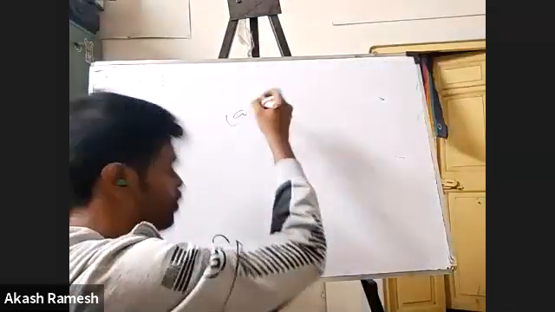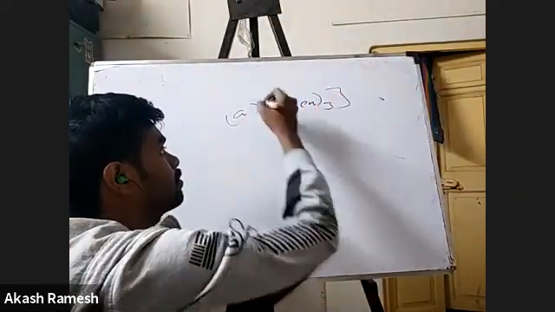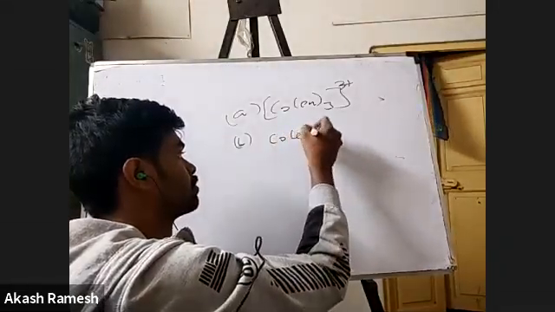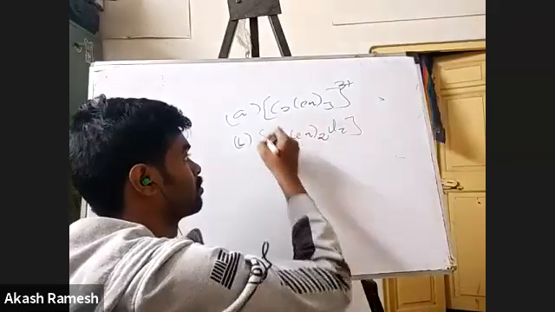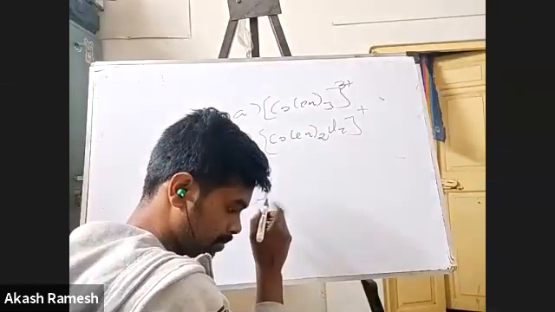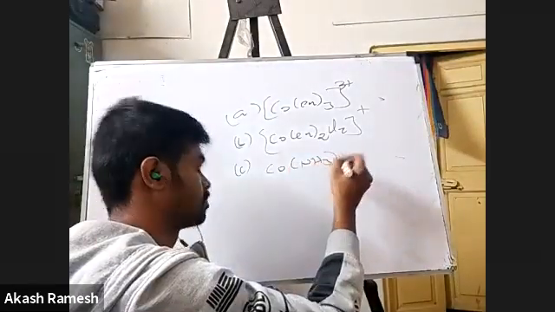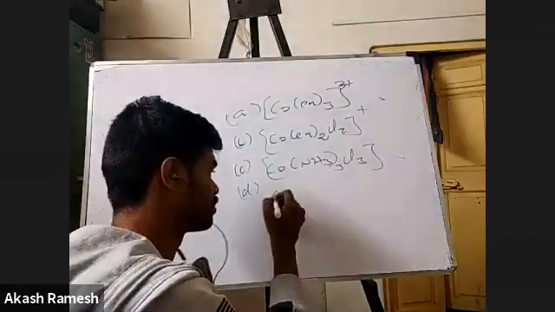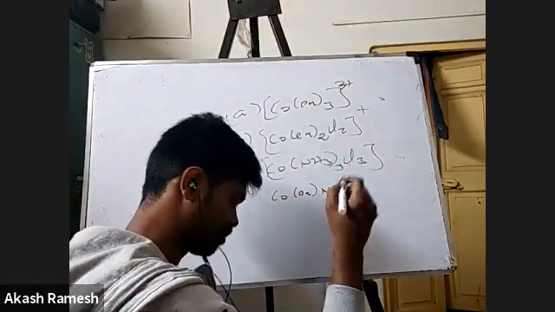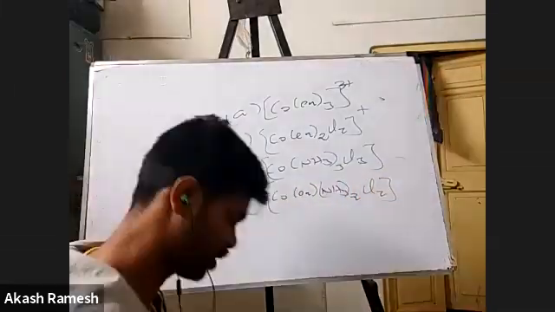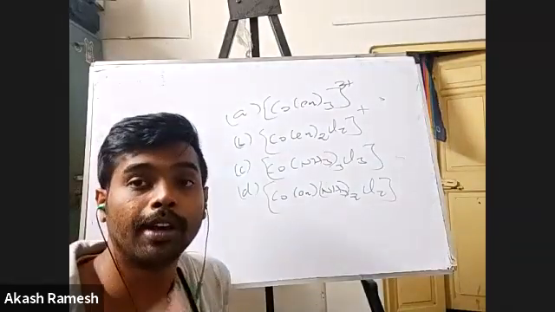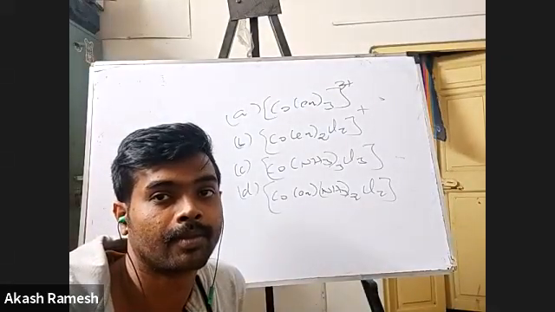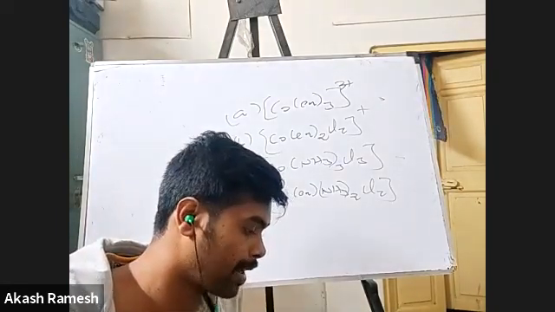Okay. Say I have 4 options. So in these 4 options, tell me which will not show optical isomerism. Which will not show optical isomerism.